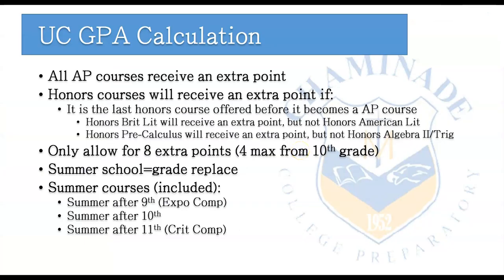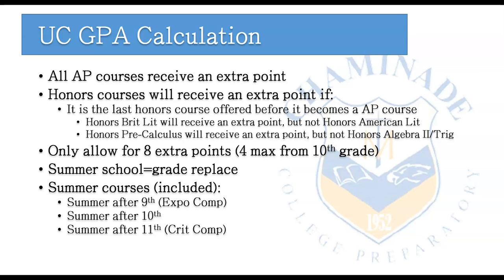Continuing to look at how the UC calculates your GPA, they will count an extra point for honors and AP classes a little differently. In order for an honors class to be approved for the extra point, it has to be the last honors class before the course becomes an AP. For example, you would not get an extra point for Honors Spanish 2, but you would for Honors Spanish 3, because Honors Spanish 3 is the last honors level you can take before the course becomes an AP course.